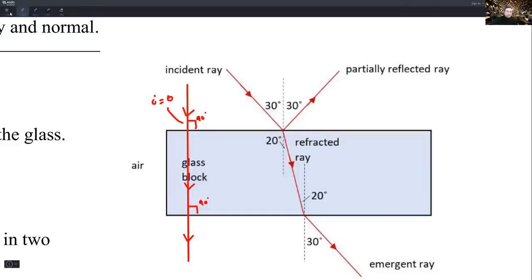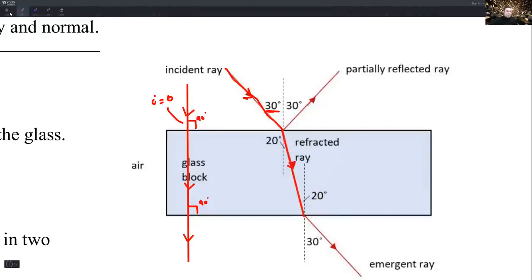However, if light hits the surface at an angle, like here in the drawing where it's 30 degrees, the light ray will not continue in a straight line like this. No. Instead, it will bend closer to the normal.